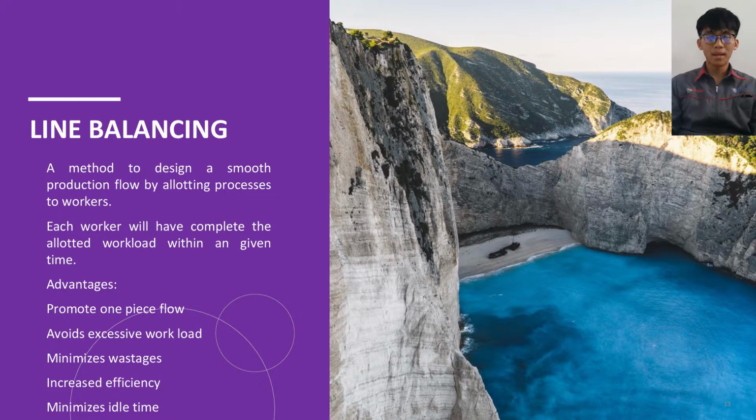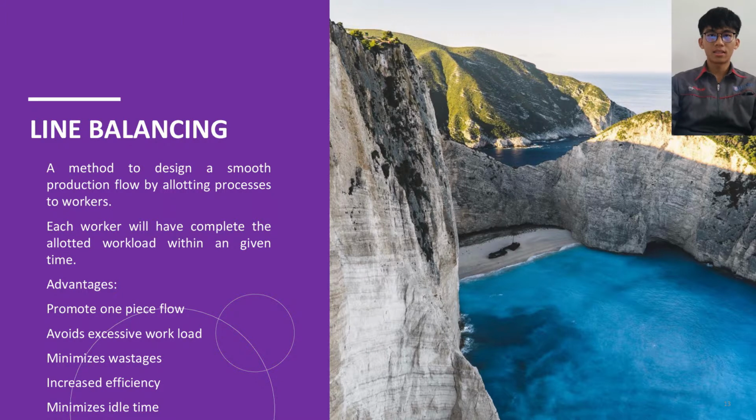By using line balancing, we are able to design a smooth production flow by allotting processes to workers so as to allow each worker to complete the task given and workload within an even time. And then we are also able to increase the efficiency, productivity, potential increase in profits, and decrease in cost by reducing the time of each work task.